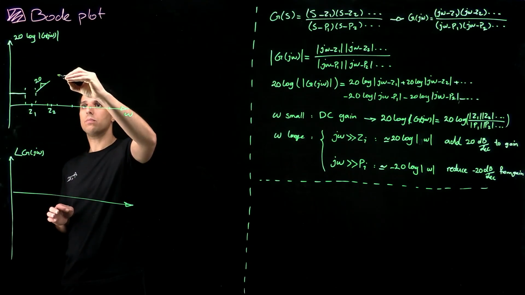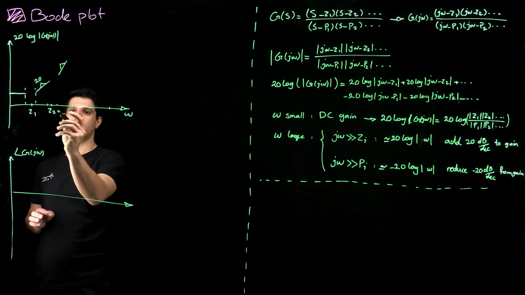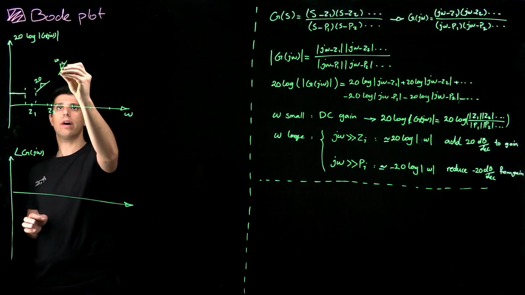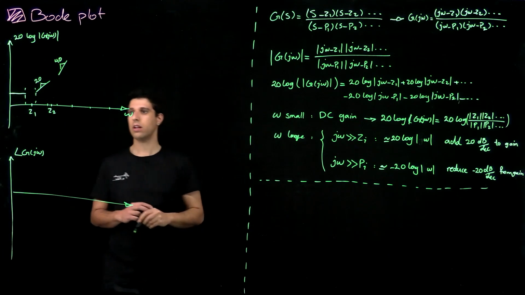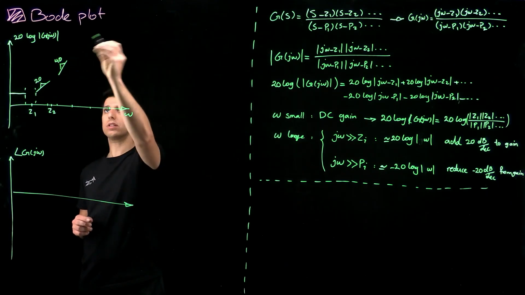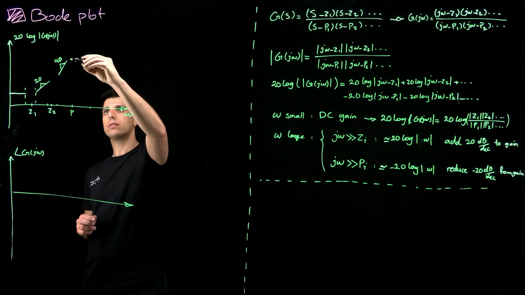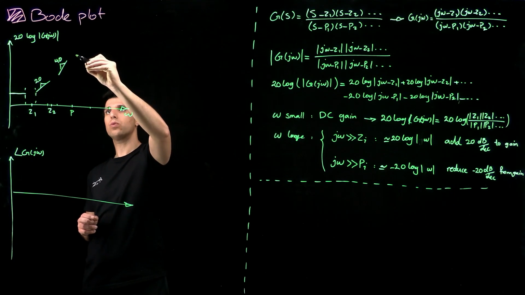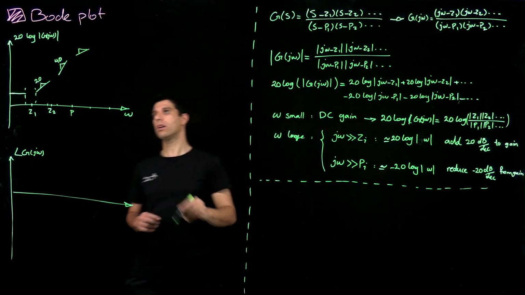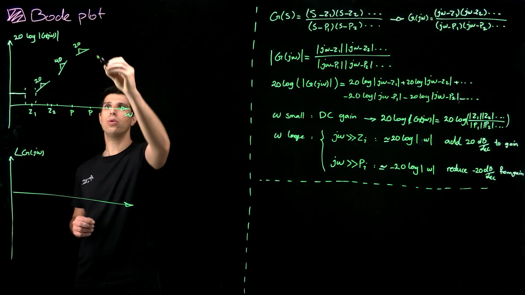So after some large enough frequency, after the 2, I'll have another 20 added, so 40 decibel per decade will be the slope of my line. Imagine then this continues, I have a pole, and if I pass that pole, that would subtract 20 from my slope, so I'm back at 20, maybe add, this is another pole.